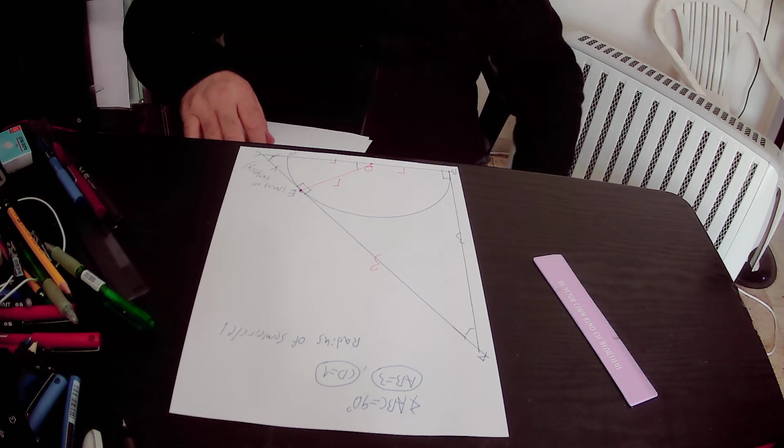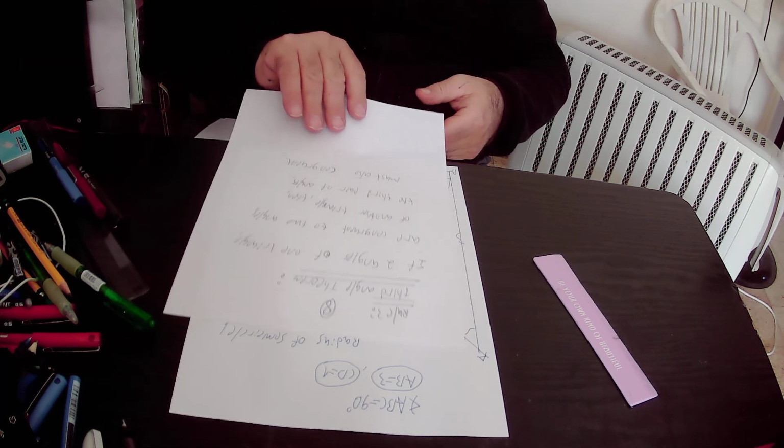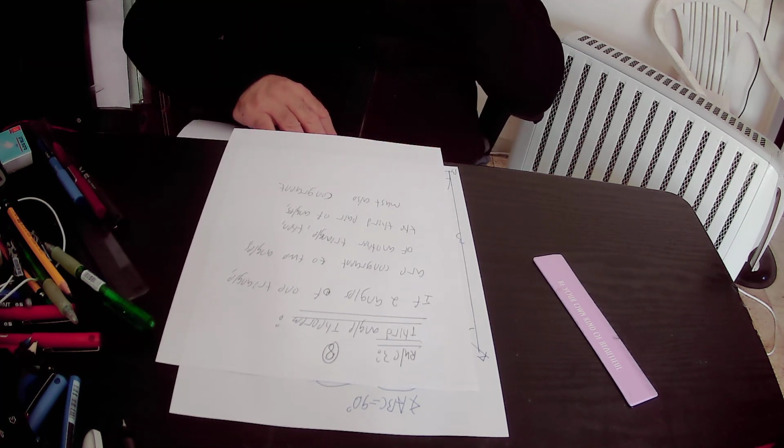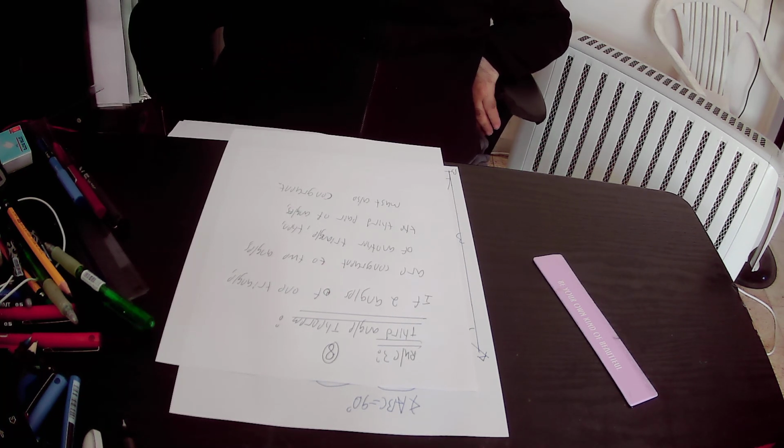So what is the third angle theorem? The third angle theorem states that if two angles of one triangle are congruent to two angles of another triangle, then the third pair of angles must also be congruent. Okay?